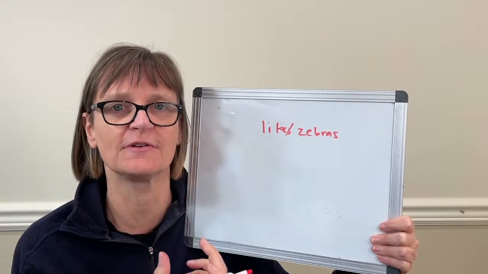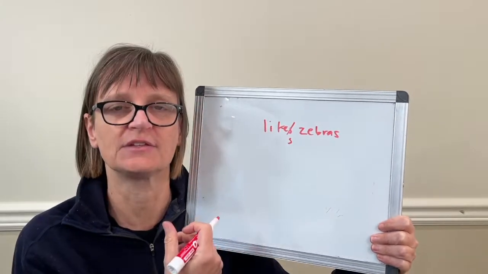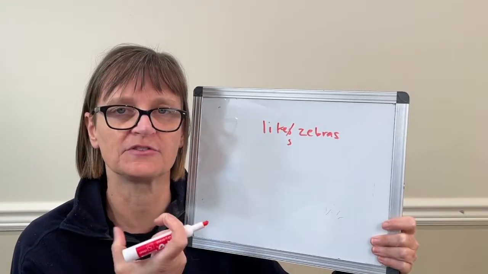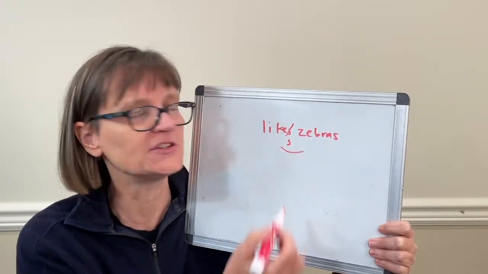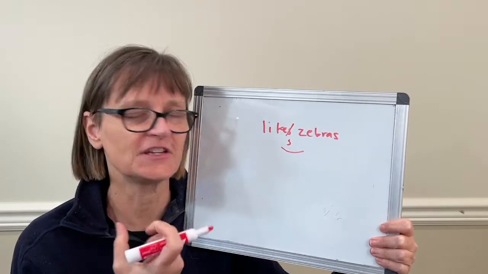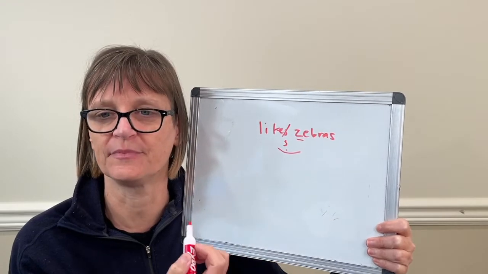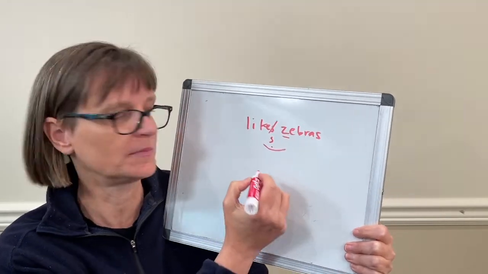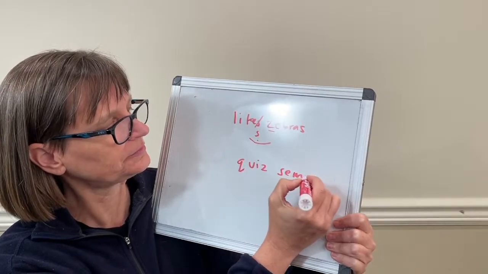She likes zebras. If I'm being really clear, I'm gonna use both. She likes zebras, make a little break so that you can hear the S and the Z. But if I'm running it together in fast speech, she likes zebras. The S is gonna be pretty quick and the Z is gonna be a little bit longer. In reverse, quiz seemed. The quiz seemed easier.